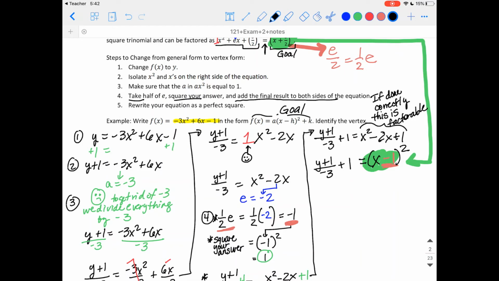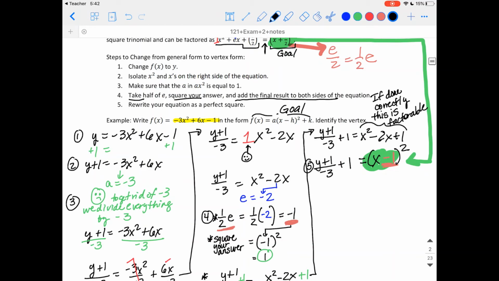Technically here, step 5 is to rewrite your equation as a perfect square. This is what we just did right here. And actually for step 5, we should probably add some steps here: rewrite your equation as a perfect square and then solve for y, and then rewrite y as f of x. So what do those steps mean?